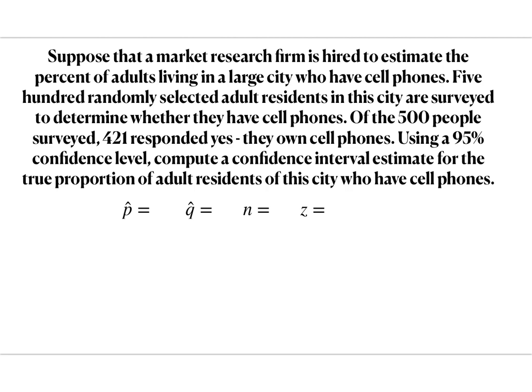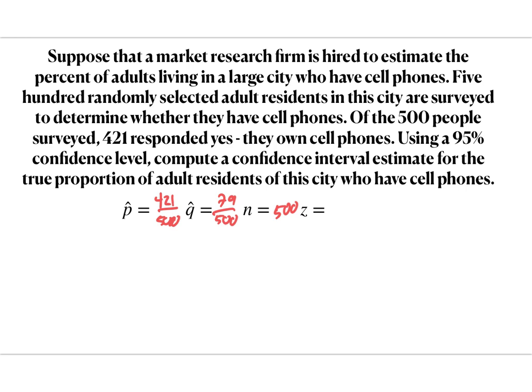So, of the 500 people surveyed, 420 responded yes. So that means my P hat is my sample proportion of successes, 421 out of 500. My Q hat will be those that are remaining, 79 out of 500. My N was my sample size, which is 500. And a 95% confidence interval.